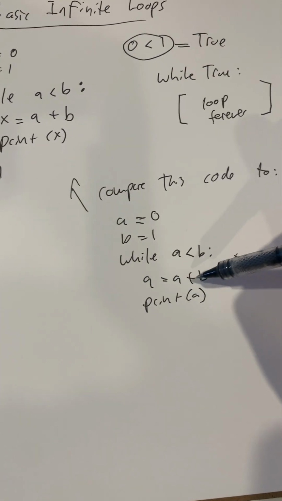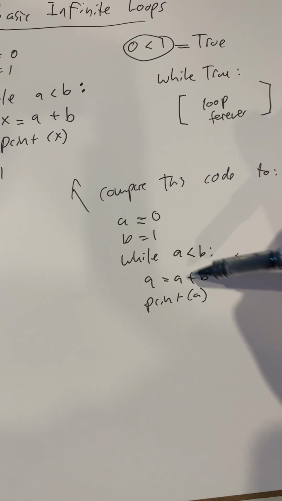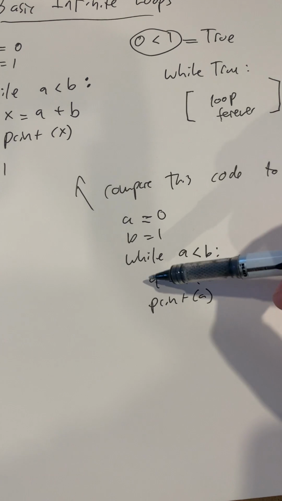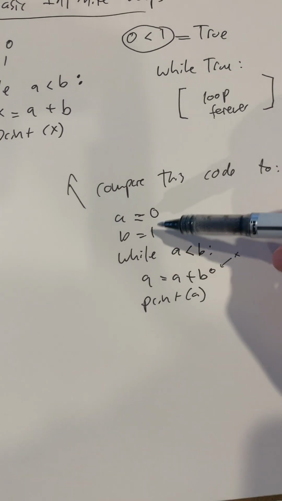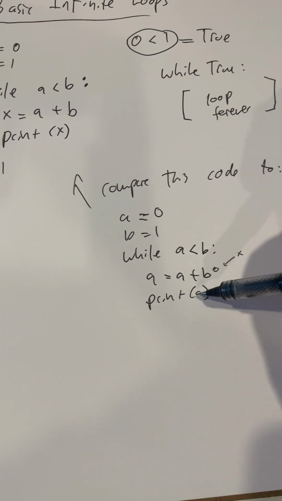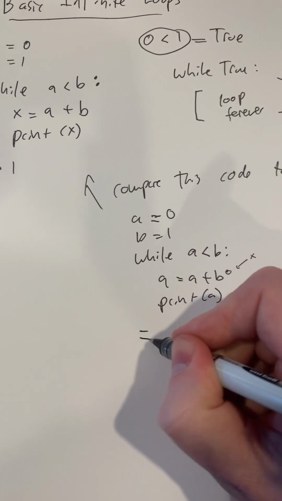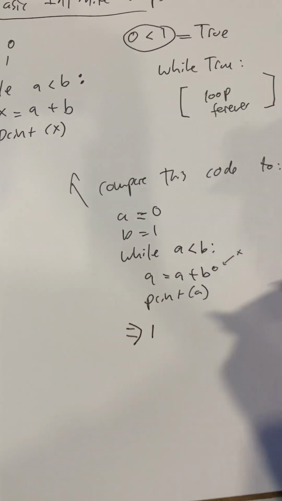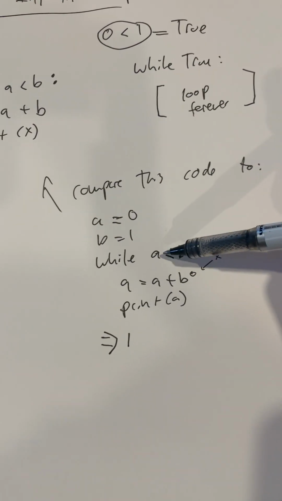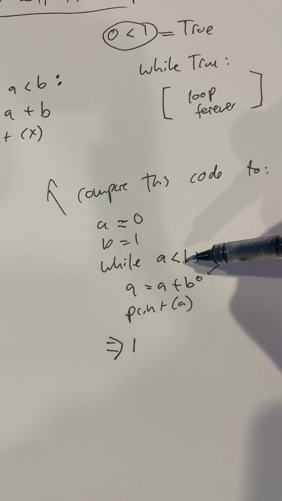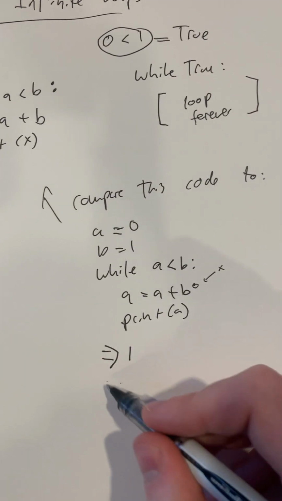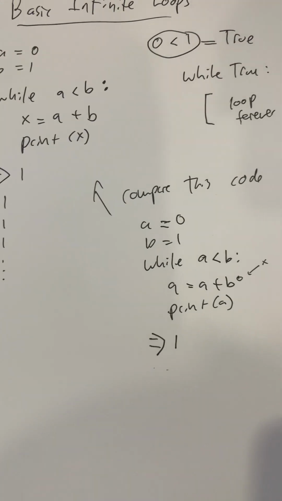It's going to make a equal to a plus b. A is equal to 0, b is equal to 1. So a is equal to 1 now, because 0 plus 1 equals 1. Right? We're going to print out a, which is 1. Get our first piece of output. Then we're going to go back into the while loop and check our condition. Is a less than b? A is equal to 1. B is equal to 1. No. And then our program stops and 1 is our only output.